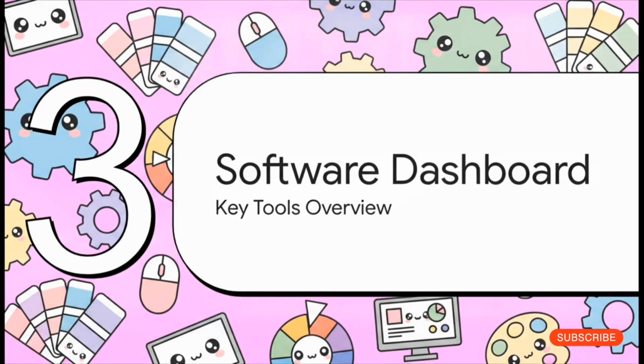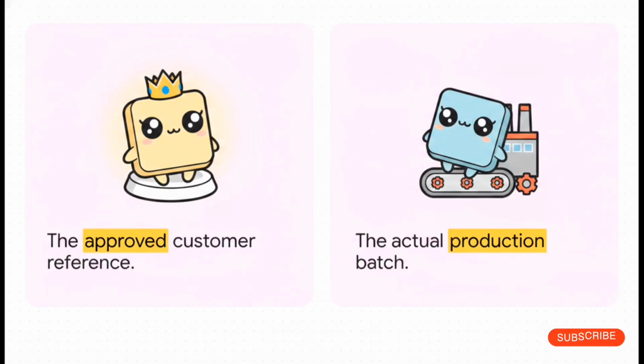Now for Section 3, inside the software dashboard. Okay, so we're now looking directly at the screen the lab engineer relies on every single day. The very first thing you'll probably notice in the software are these 2 distinct categories: standard and sample. The standard is the customer-approved color. This is absolutely sacred. It never changes. It's our absolute reference point. On the flip side, the sample is the actual color coming out of our current production batch. So every single batch we produce is constantly being compared back to that untouched standard just to ensure total consistency.